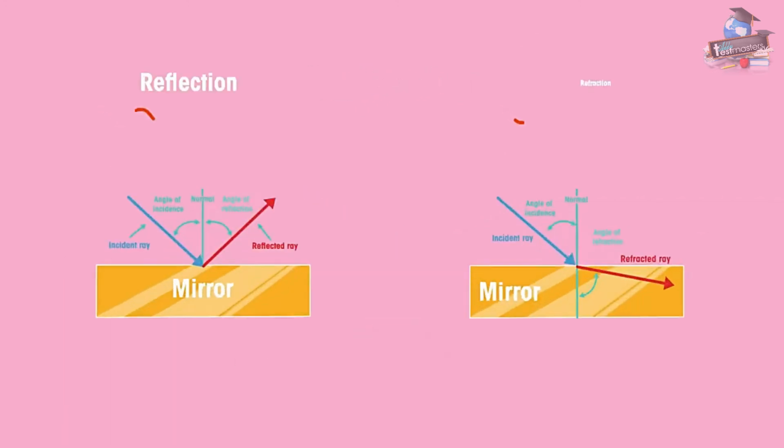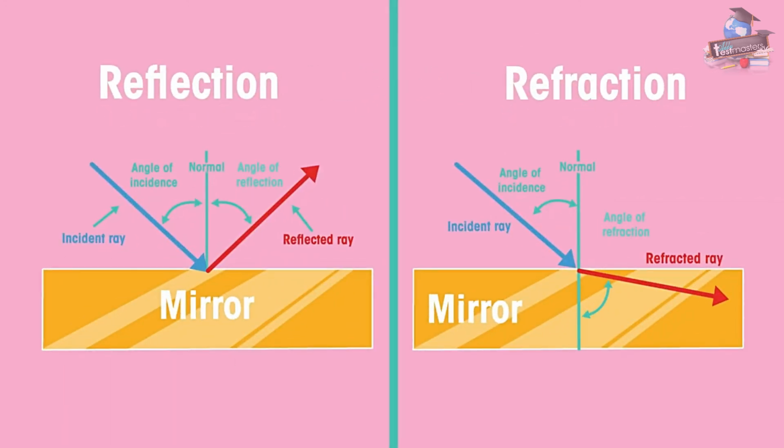So there we've seen reflection and refraction and the associated ray diagrams. Both have an angle of incidence, and then there is an angle of reflection or refraction.